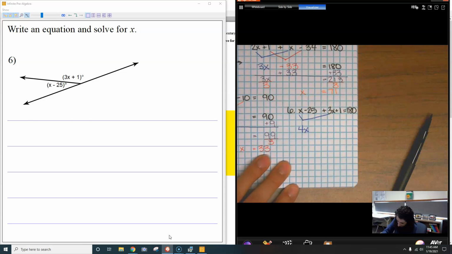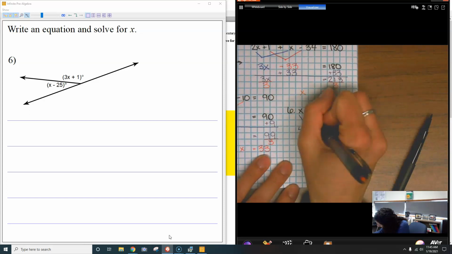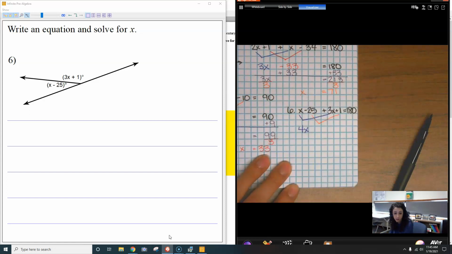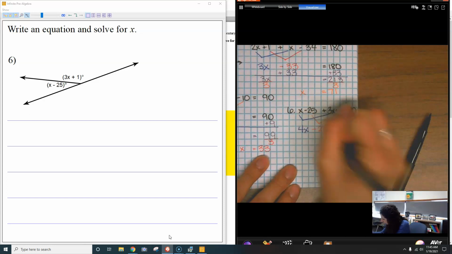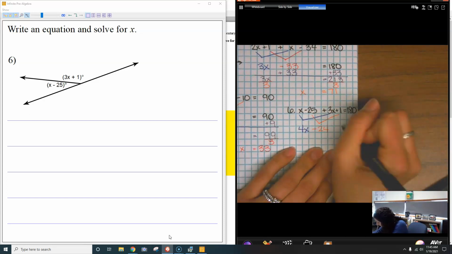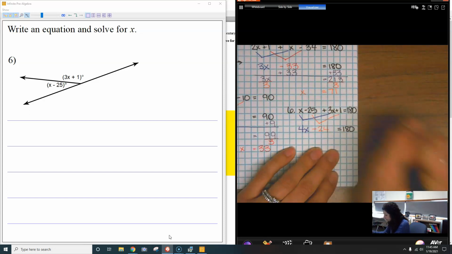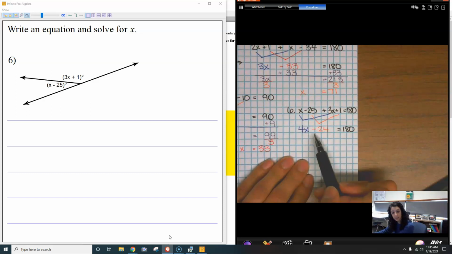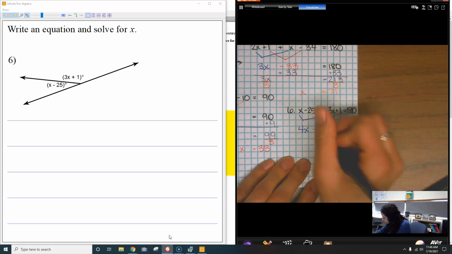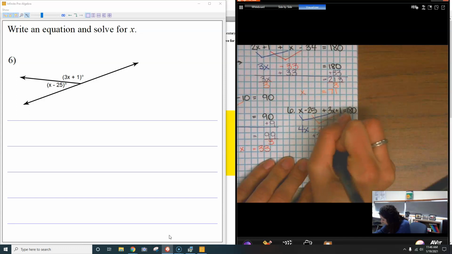And then the next terms I have are my numbers. Negative 25 plus 1. Again, if I don't know what that is, just use a calculator. Negative 25 plus 1 is a negative 24. Lining up my equal sign, but giving myself a little bit more space, equals 180. All right, so from there, I need to get the 4x by itself. I need to get rid of the minus 24. So I'm going to add 24 to both sides.